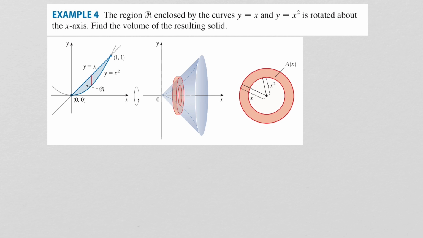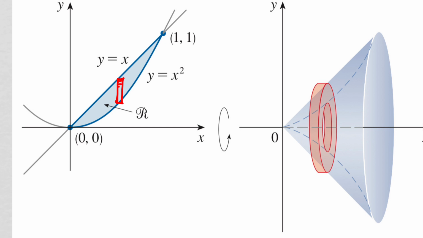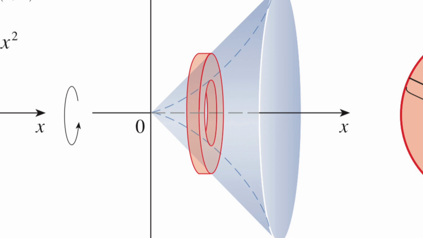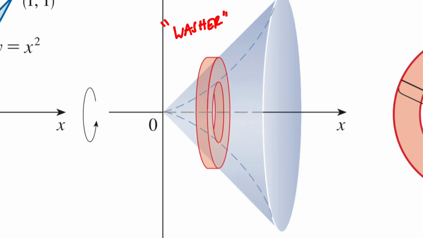But most importantly, when you take a look at that region, that little rectangle, when it gets rotated around the axis here, it creates what we call a washer. And a washer is just a disc with a hole in the middle. Okay, so there is a hole here. So how are we going to find the volume?